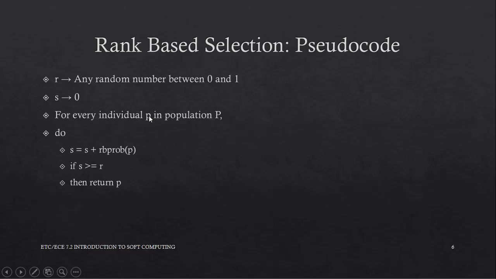The only change in this pseudocode, if you observe, is that instead of using the fitness directly, instead of using FIT of p, we have used RB probability of p, the rank-based probability of p. We have used the rank-based probability for rotation of the wheel.